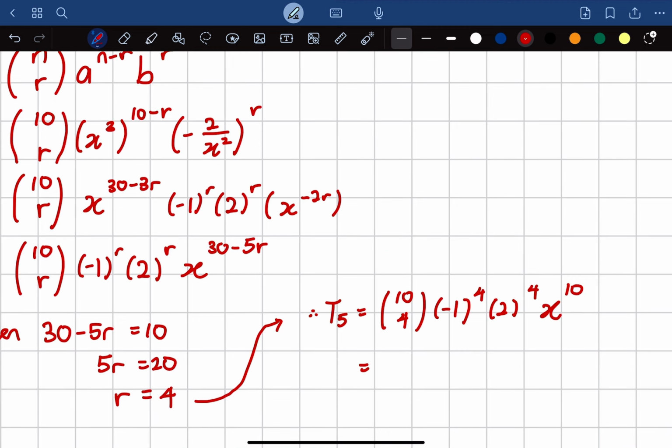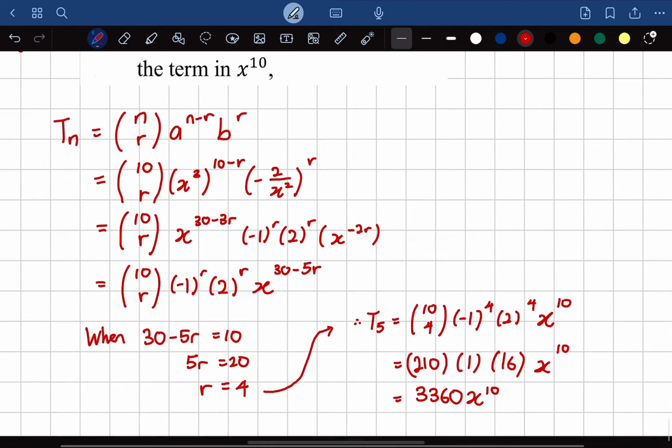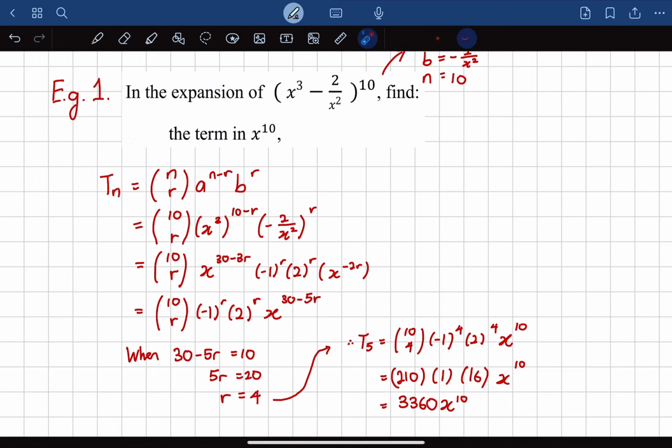And therefore, I can use our calculator to simplify this. 10 choose 4 in this case over here will give me 210, times negative 1, the whole thing power 4, it will become a positive number, and 2 power 4 is simply 16, times x power 10. Therefore, my final answer to this question is simply 3360 x power 10.